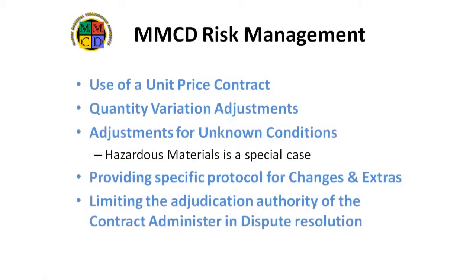What are the main tools that the MMCD uses to allocate and control the baseline risk? Use of a unit price contract is essential. Providing for quantity variation adjustments. Providing for adjustments for unknown conditions, including the discovery of unforeseen hazardous materials on the site. Providing a change order methodology which ensures payment issues will be settled. Limiting the involvement of the contract administrator in resolving disputes. So let's look at each of these.